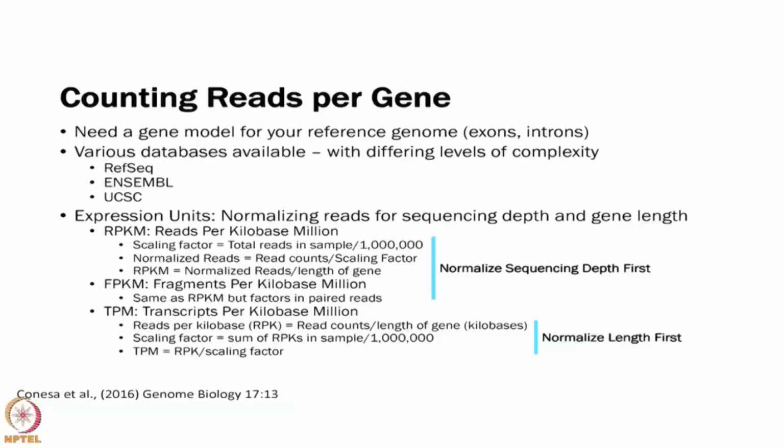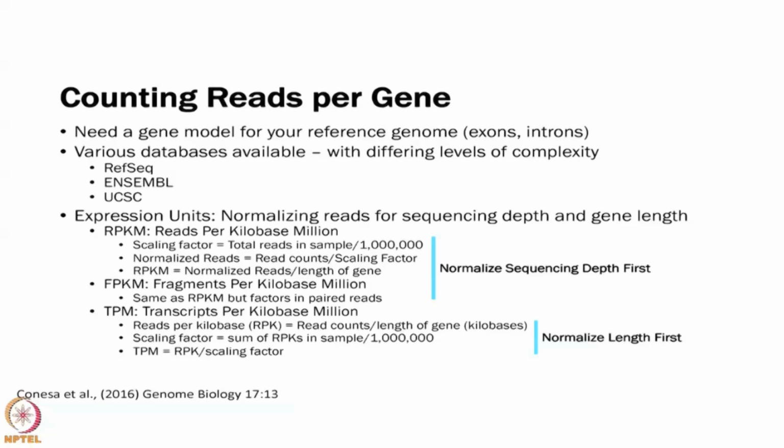And I did want to mention some of the different ways that people do these counting the reads per gene, because there's a lot of different ways to do it. You need a gene model, so meaning you need a database that says these are where your exons are, this is where your start sites are. So we have these gene models, we have these databases. There are lots of databases available with differing levels of complexity.